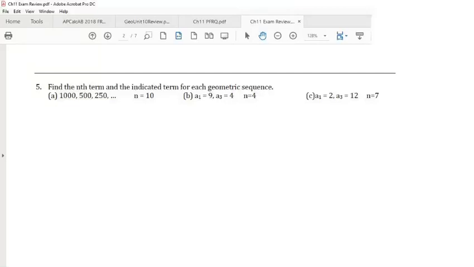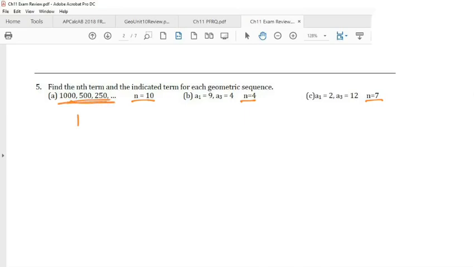How do you find the nth term? What does that even mean? Find the 10th, the 4th, or the 7th term of the sequence that is indicated. This one gives you the terms, and you have to find it.